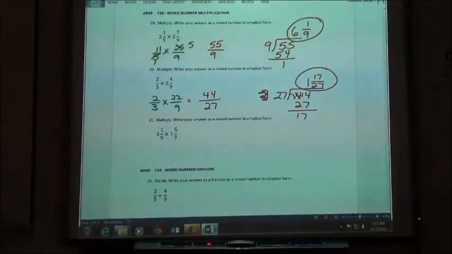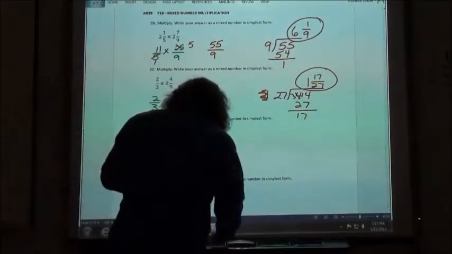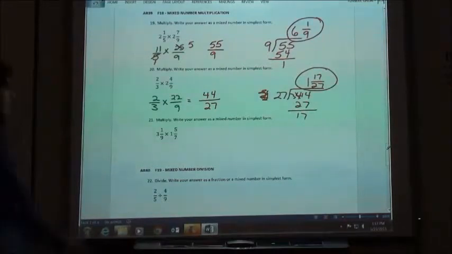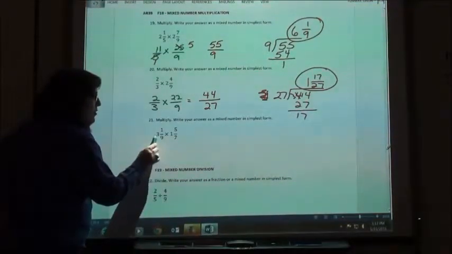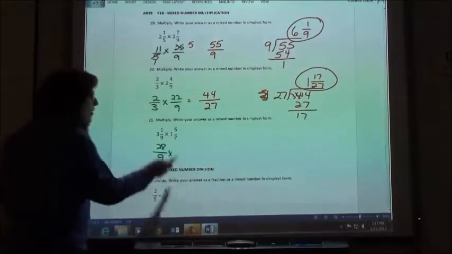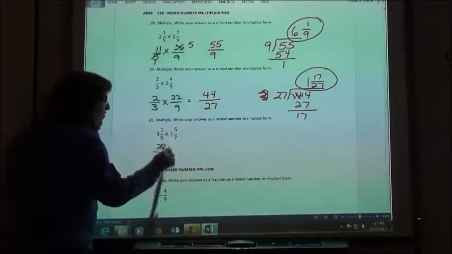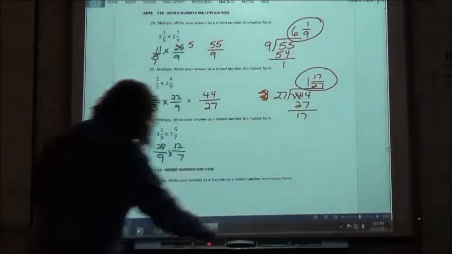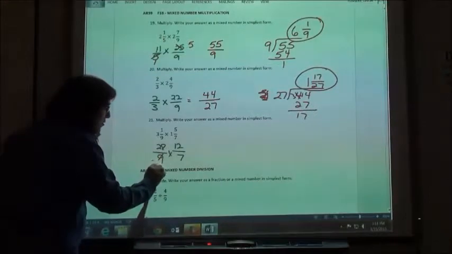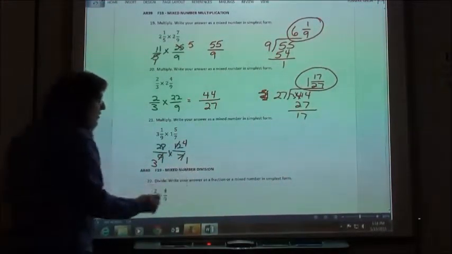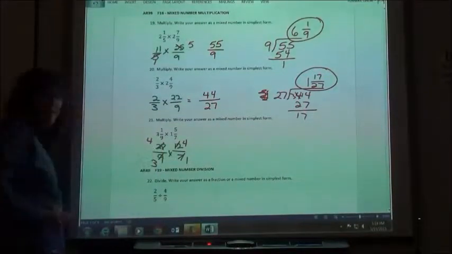So go ahead and try number 21 there on your paper. And what are we coming up with for an answer? 5 1/3. 9 times 3 is 27, plus 1 is 28 ninths. Here, 1 times 7 is 7, plus 5 is 12 sevenths. Here I can reduce both ways. 3 goes into 9 3 times and into 12 4 times. 7 goes into 7 once, but into 28 4 times.